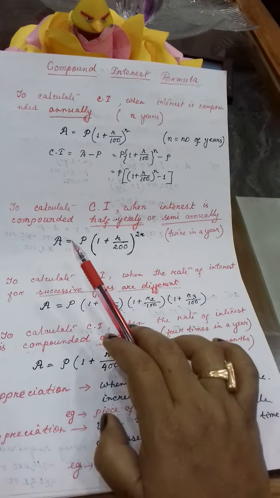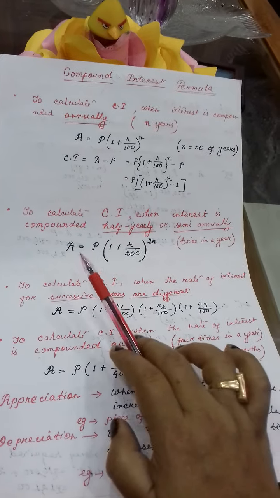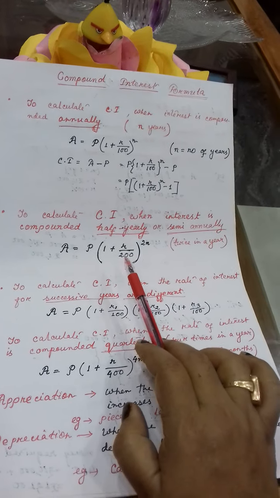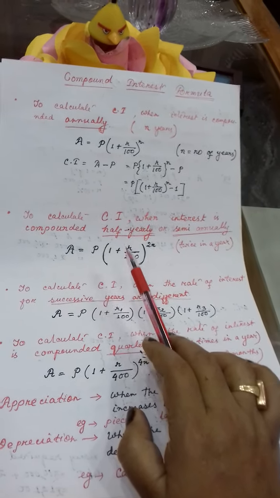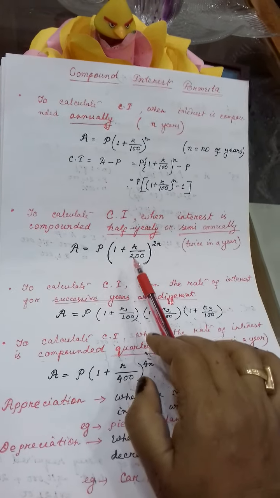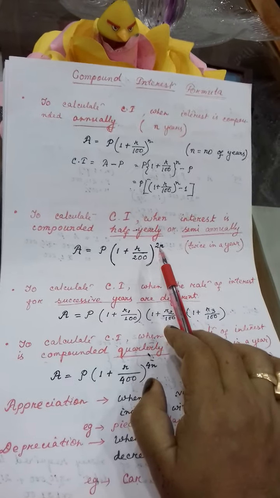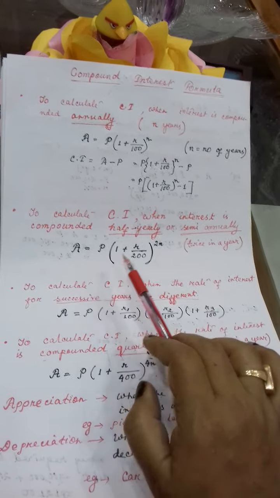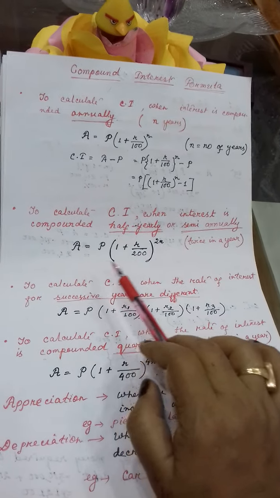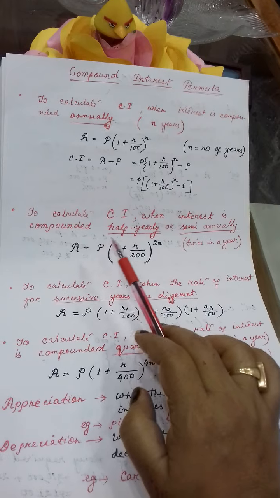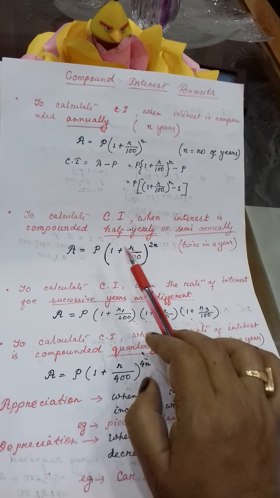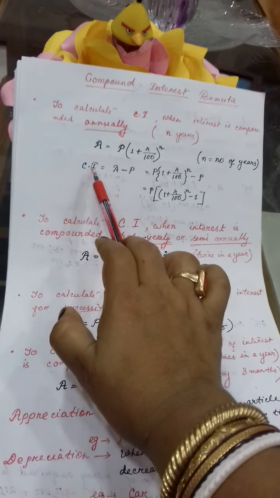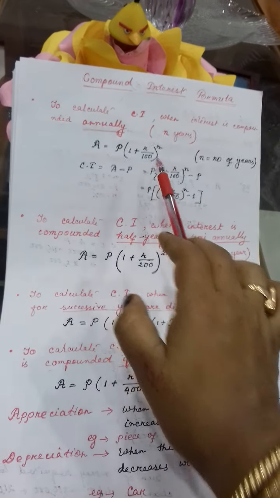Clear? So in that case, the amount formula is principal times 1 plus R, rate of interest, over, here it will be just 200. Here it is 100, here it will be 200. And in place of n, number of years, there will be 2n. Clear? So this formula is for half yearly, if you have to calculate compound interest when interest is compounded half yearly. After that, in the same way you will find the compound interest: amount minus principal.